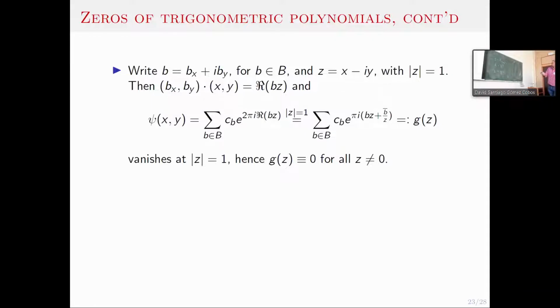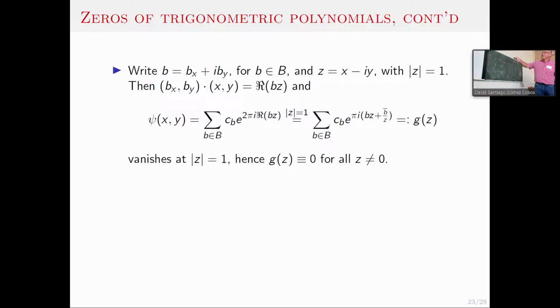Let me encode the b's with complex numbers, exactly like that. And x minus iy, I call it z. And then the inner product of these two real vectors is exactly the real part of the complex multiplication of b times z. So I can rewrite my trigonometric polynomial like this. And suppose the circle where it vanishes, I can always inflate things like that and make it to be the unit circle. So at z equals 1, this should be 0.